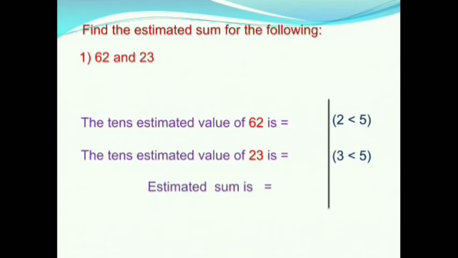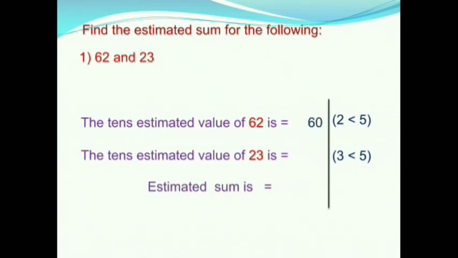Children, let us see the example. Find the estimated sum of 62 and 23 by estimating the numbers to the nearest 10. First, we will estimate the numbers to the nearest 10. In 62, 2 is there in the units place. 2 is smaller than 5. So we will write 0 in the units place. The estimated value of 62 is 60.